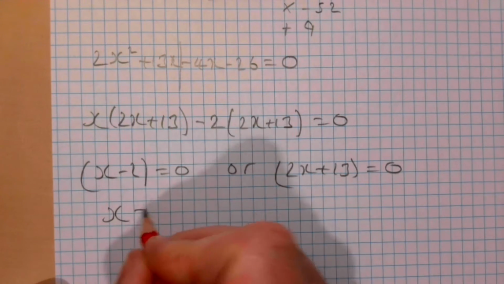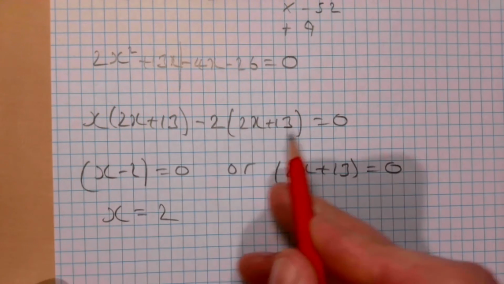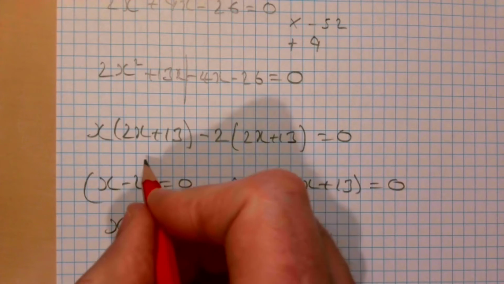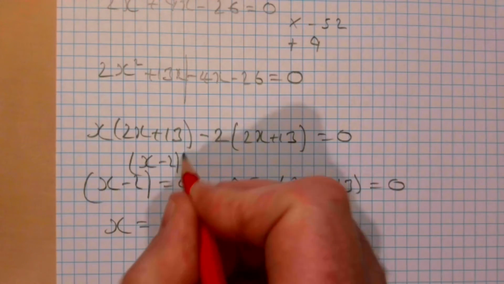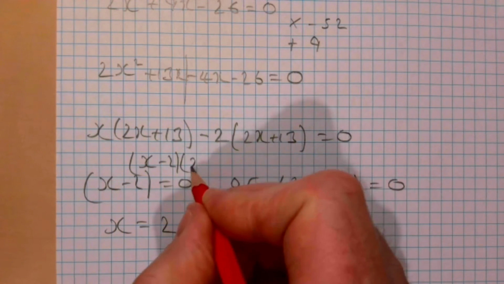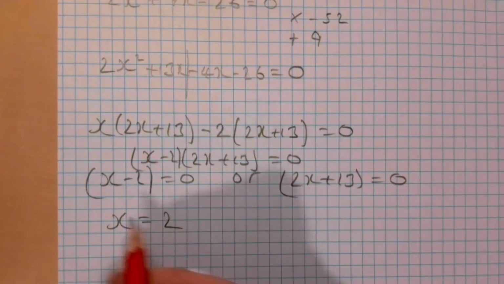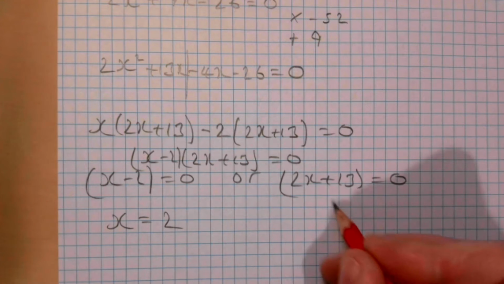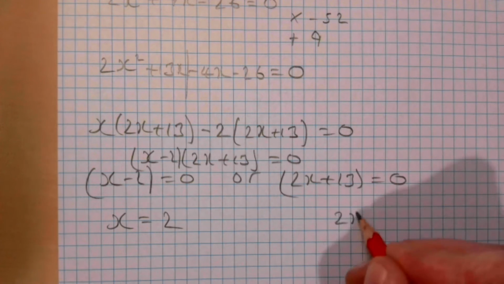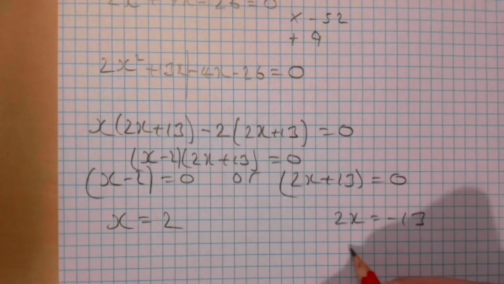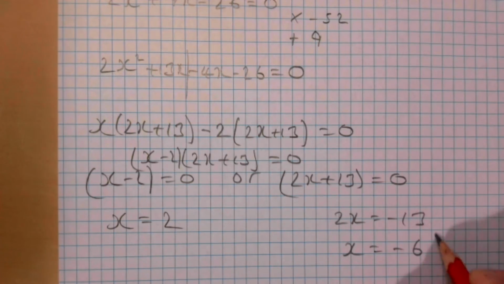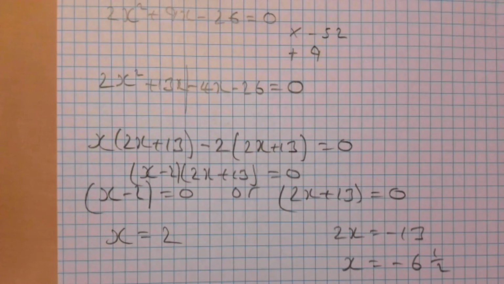So that means x minus 2 equals 0, or 2x plus 13 equals 0. That gives me x is 2. Hopefully you're okay with what I've done there. There maybe should have been a wee line in between, which is x minus 2, what's not in the bracket, and what is in the bracket, 2x plus 13 equals 0. So here x is 2, or 2x plus 13 equals 0, so that means 2x is minus 13, and x then is minus 6 and a half.